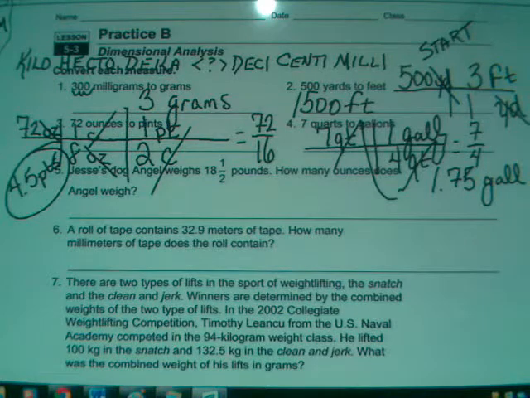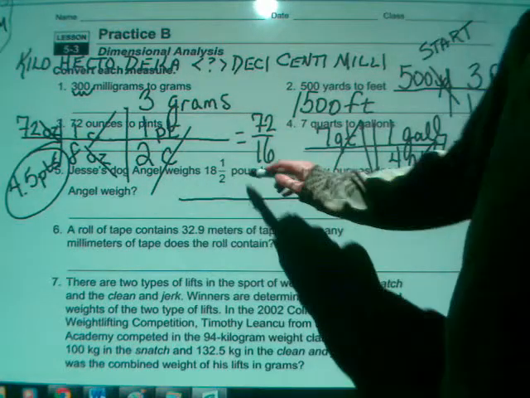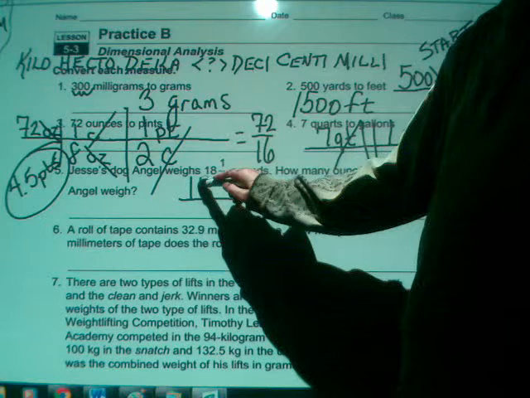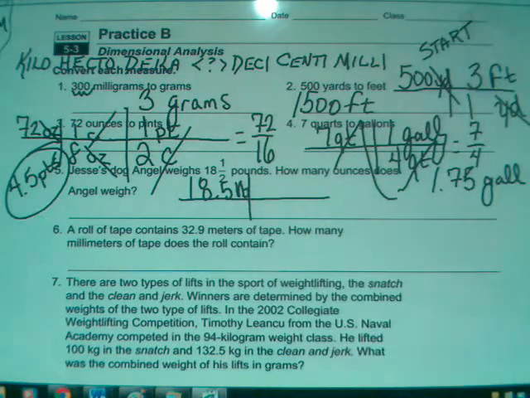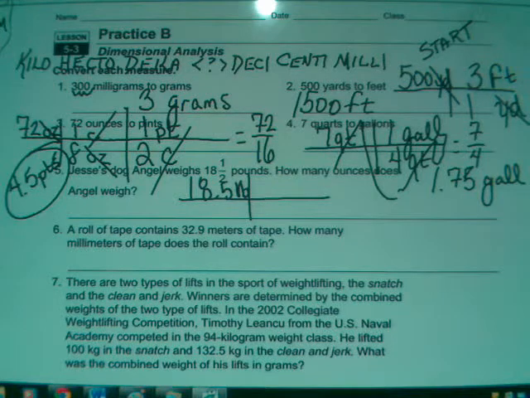All right, let's go ahead and take a look at number 5. Jesse's dog, Angel, weighs 18.5 pounds. How many ounces does Angel weigh? So again, this is another T-chart conversion. It's just in the guise of a story problem here. All right. So set up my T. I'm starting with 18.5 pounds, which I'm going to write as 18.5. And I want to convert that pounds into ounces because the question says, how many ounces does Angel weigh?